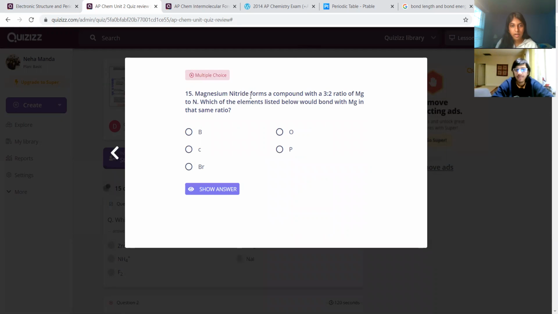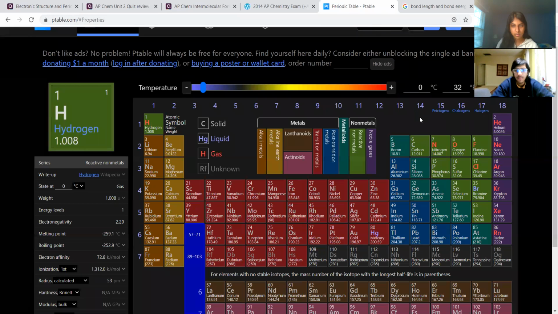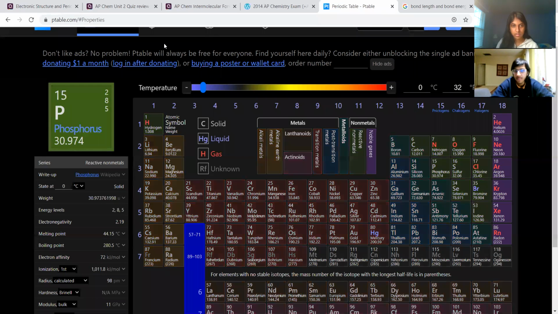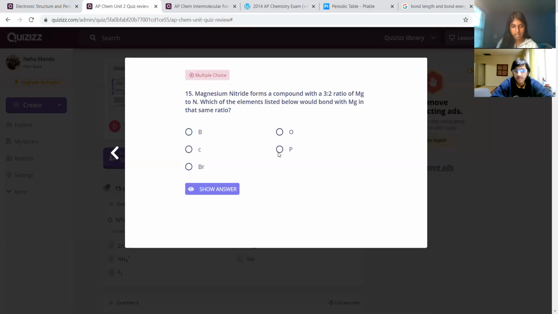So a 3:2 ratio of Mg to N. Again, you just have to look at the column for this one because it would have the same number of valence electrons. So what would bond with Mg in the same ratio? It would be in the same column as N. So there's phosphorus. Yeah, phosphorus is here.